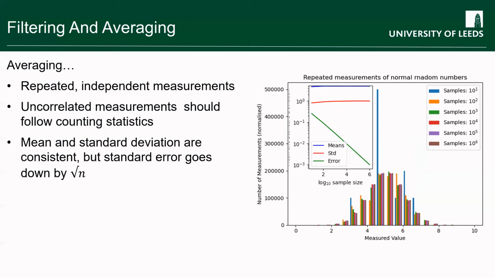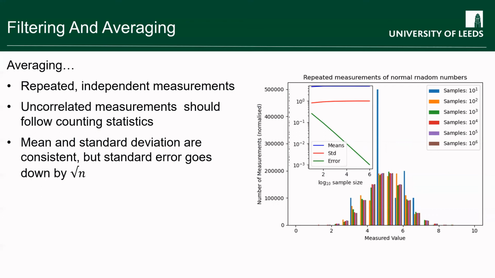So what you see is that the blue bars, which are the smallest sample size, look the least like a normal distribution, whereas the purple bars, which are the million counts, look most like a normal distribution. But if you look at the mean in the blue line and the standard deviation in the red line, they both fluctuate a little bit to start with, but then they level off and are very consistent, whereas the standard error, obviously on this log scale, decreases consistently.